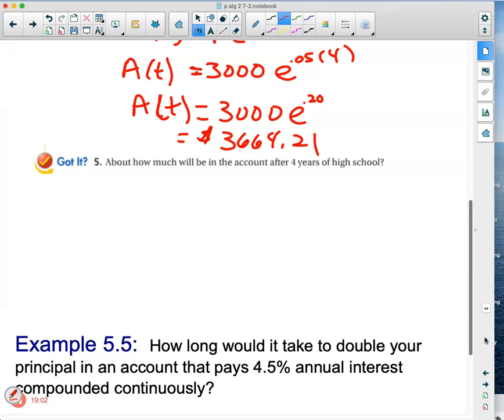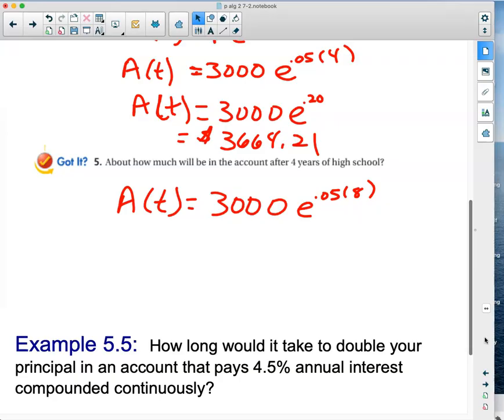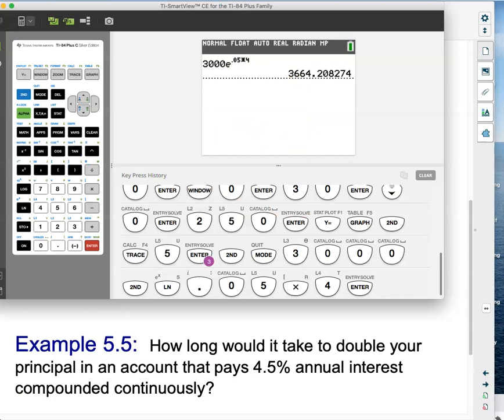All right, about how much will be in the account after another 4 years of high school? Oh, so you decided to leave it in. So there's the 3,000. Still at 5% interest, but now instead of leaving it in 4 years, we're leaving it in 8 years. Well, let's see. And I'm going to cheat. I'm just going to call up the last thing I typed in. So second negative.